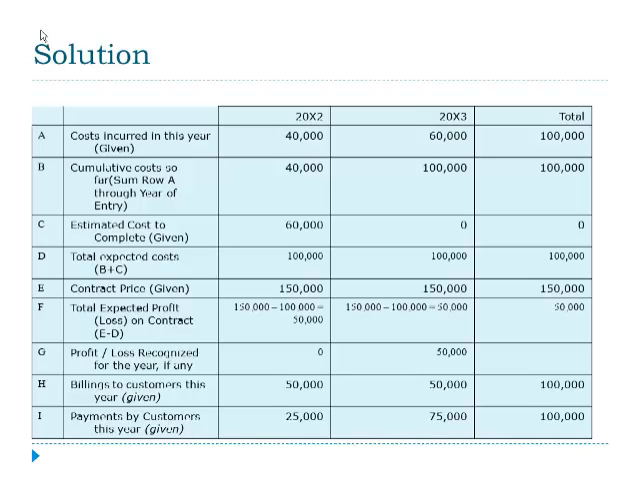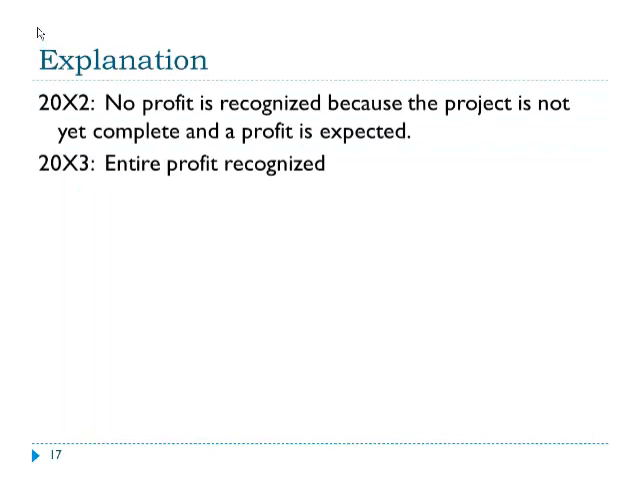That is how this table will differ for a completed contract company. No profit is recognized in 2002 because the project is not yet complete and a profit is expected. In 2003, the entire profit is recognized.